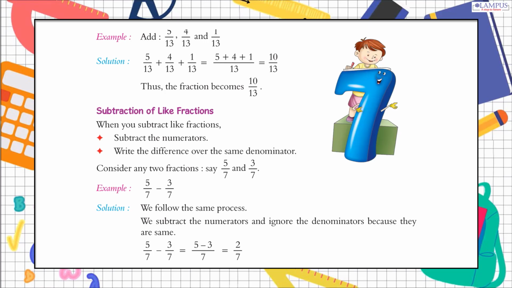Subtraction of like fractions. When you subtract like fractions, subtract the numerators. Write the difference over the same denominator. Consider any two fractions, say 5 by 7 and 3 by 7. Example, 5 by 7 minus 3 by 7. Solution. We follow the same process. We subtract the numerators and ignore the denominators because they are same. 5 by 7 minus 3 by 7 equals 5 minus 3 by 7 equals 2 by 7.